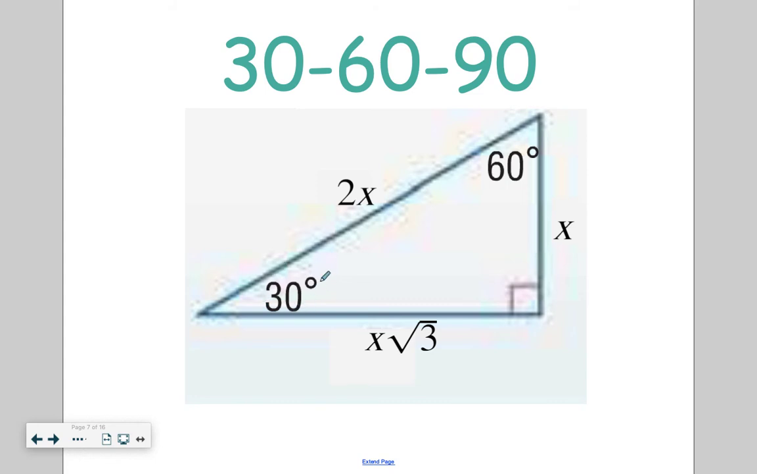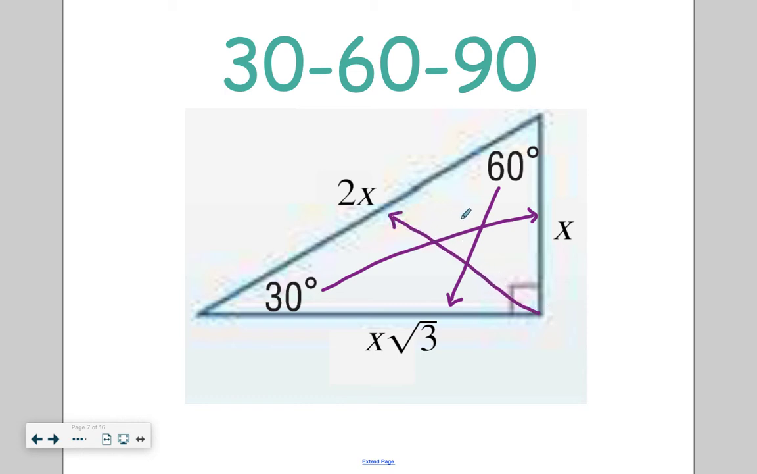The 30-degree angle is the smallest angle, and it's also across from the shortest side. So what I mean by across is if you took an arrow and drew it from the angle straight out, you would run into the side that's across from it. So the shortest side is going to be across from that 30-degree angle. The middle length side is going to be across from the 60, and the hypotenuse, the longest side, is still across from the 90.